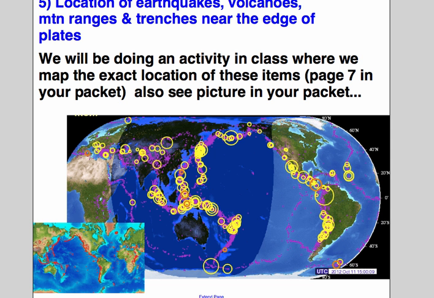Basically, they've plotted locations of earthquakes, volcanoes, mountain ranges, and trenches. And when you put those into a map, they tend to be near what we see as plate boundaries today, as we'll find out by the age of the rocks, etc., that we'll learn about real shortly.